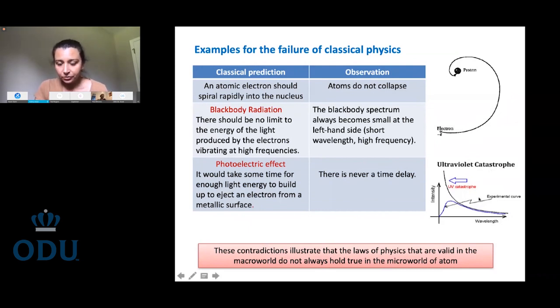So the graph on the side shows the UV catastrophe. That's the classical prediction. As the frequency increases, which means lower wavelengths, there is no limit to the energy. It can go to infinity. That's the classical prediction. But what we see in nature is that there's a peak and then it goes down. So classical physics cannot explain this situation. Another one is the photoelectric effect. The photoelectric effect is when you shine a light on a metal and the electrons come out.